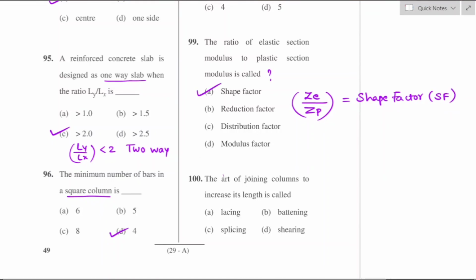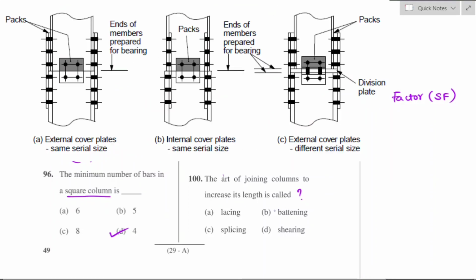Question number 100. The art of joining columns to increase its length is called. When the available length of structural steel section is less than the required length of the column, sections are required to be spliced, and such process is called column splicing. Option C is the right answer.